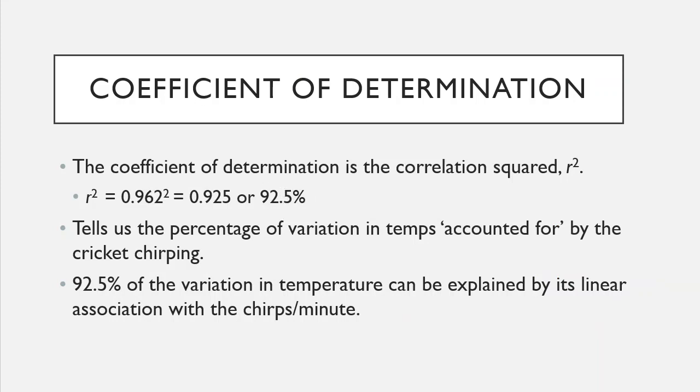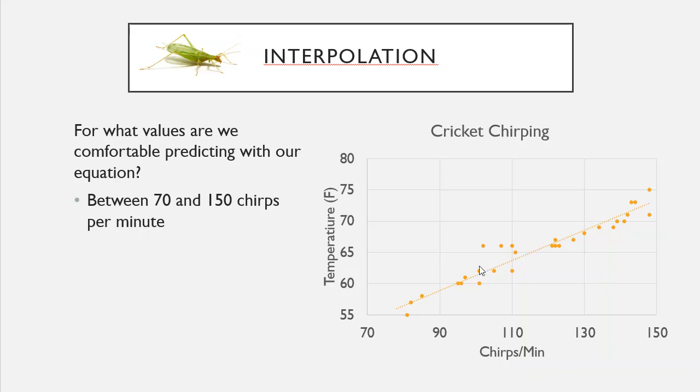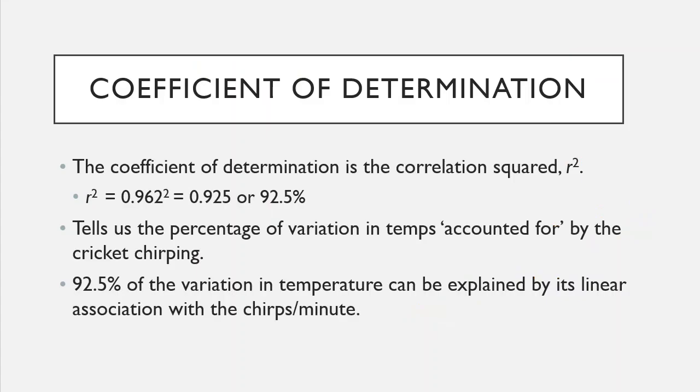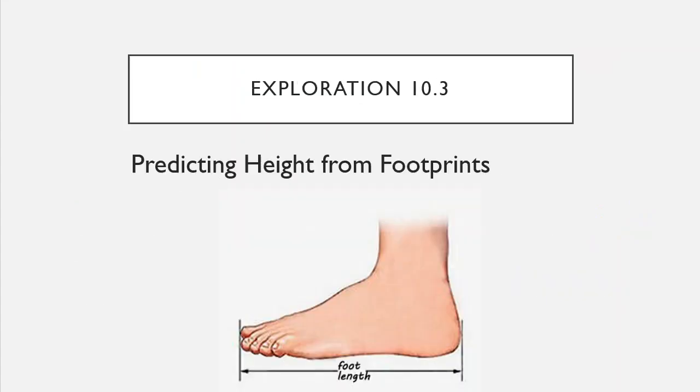So is it perfect? No. I mean, here all three of these crickets are chirping at the same rate, but there were 3 different temperatures. So it's not 100% perfect, but it does account for and explain a lot of the variation in Y.